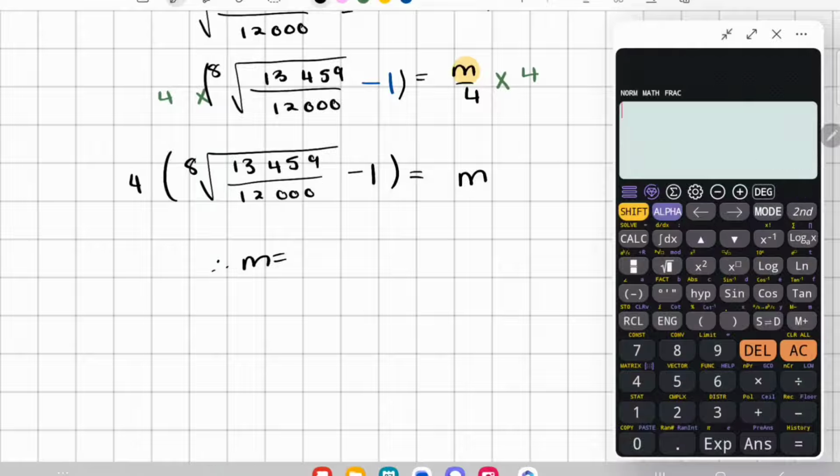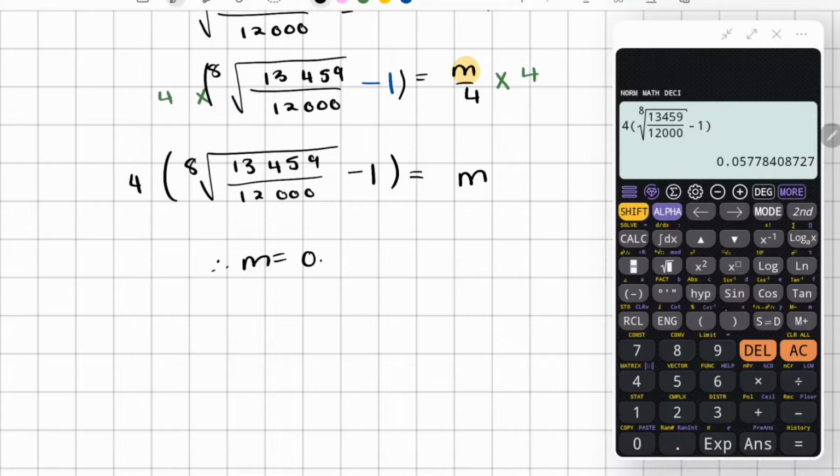So I'm going to put this onto the calculator as 4 bracket, then I'm finding the 8th root. So I'll press shift and this. So just check on top. You should have a 1 with an open number for root. So I'm putting 8 and then inside we're going to have a fraction. So I'm putting 13,459 over 12,000. Then we're going to come out of that radical, use your buttons on the side. Then we're going to say minus 1 and then close that bracket. So, weird number, but I'm just going to press SD so that it can be as a decimal.